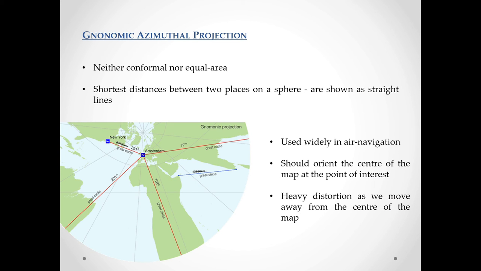Gnomonic azimuthal projection, neither conformal nor equal area. The shortest distance between two points on a sphere is shown as a straight line, used widely in air navigation. Should orient the center of the map at the point of interest. Heavy distortion as we move away from the center of the map.